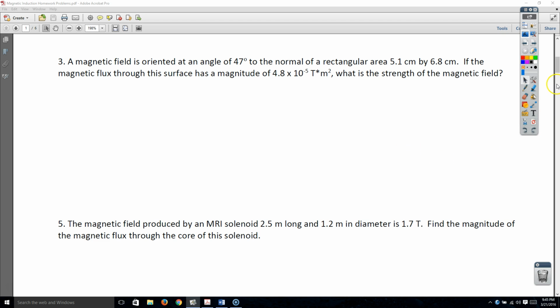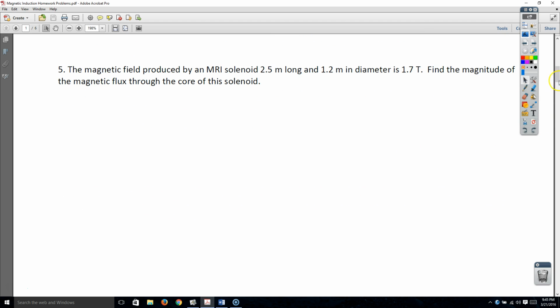Let's go on to the next one, number 5. This one says a magnetic field produced by an MRI solenoid is 2.5 meters long and 1.2 meters in diameter, and has a magnetic field of 1.7 Tesla. They want to find the magnetic flux through the core of this solenoid. So same equation again that we've been using. The flux is equal to B times A times the cosine of the angle. This one we're going to have to make sure that when we have this diameter, we divide it by 2 to get our radius. And so let's go ahead and do this one.